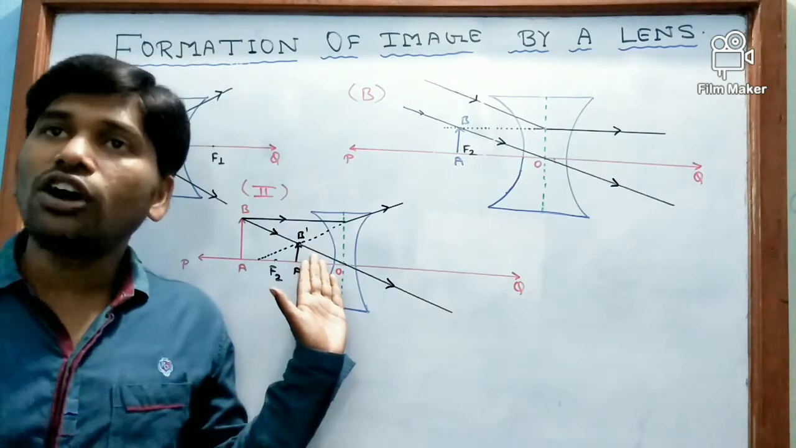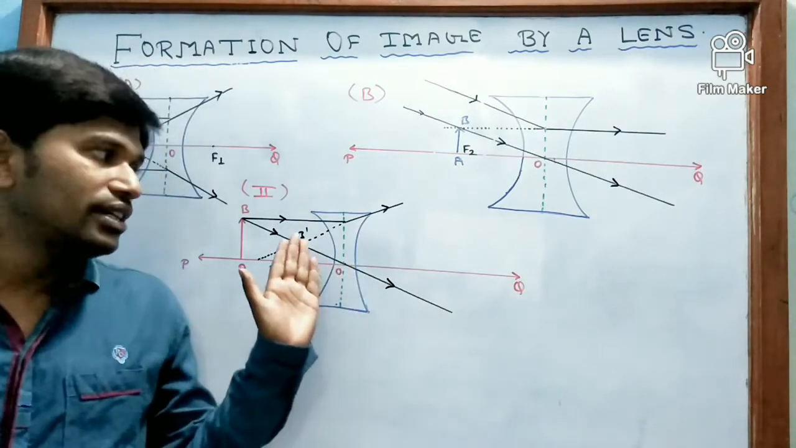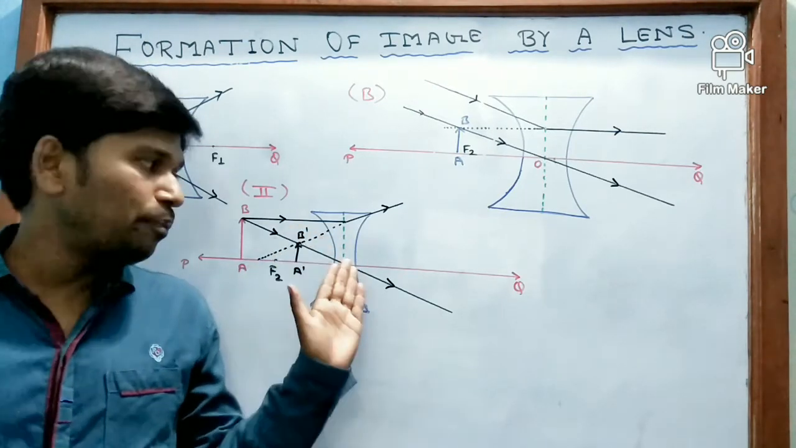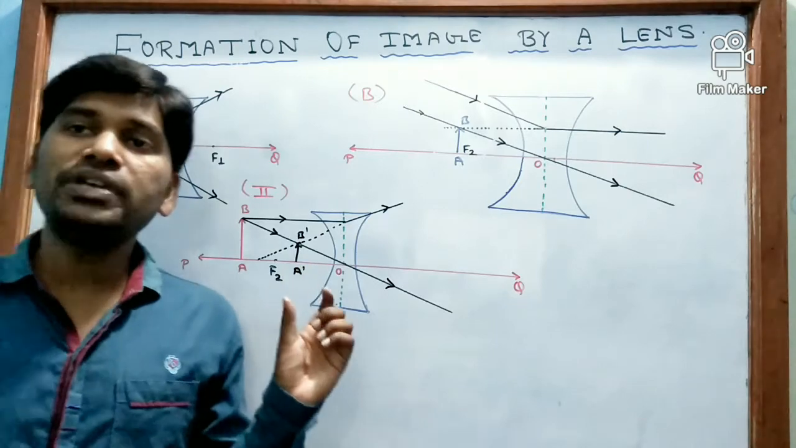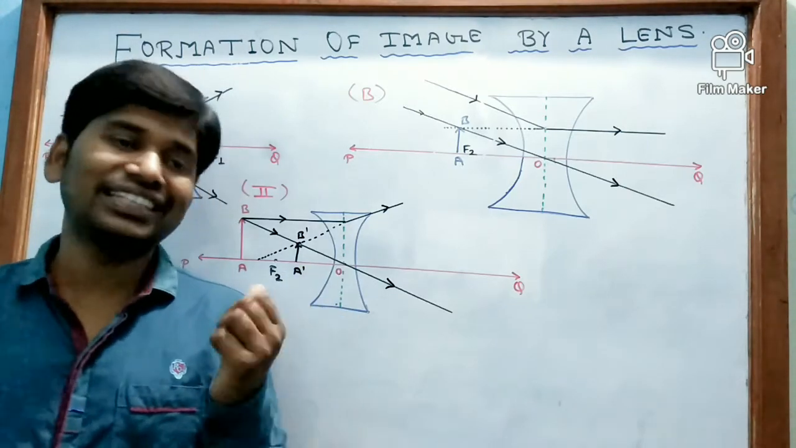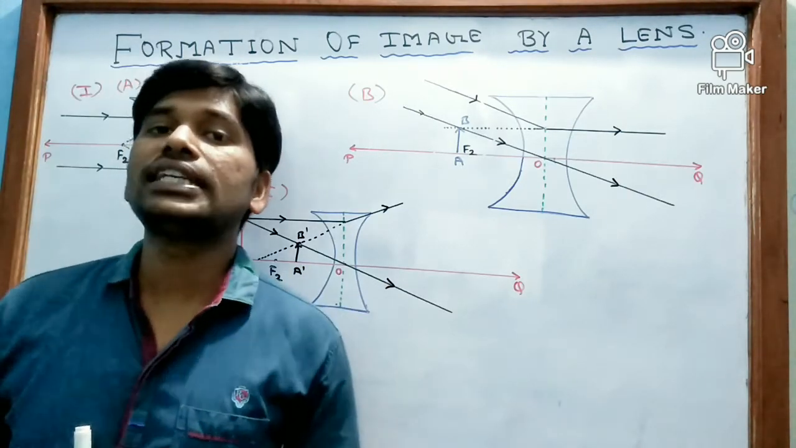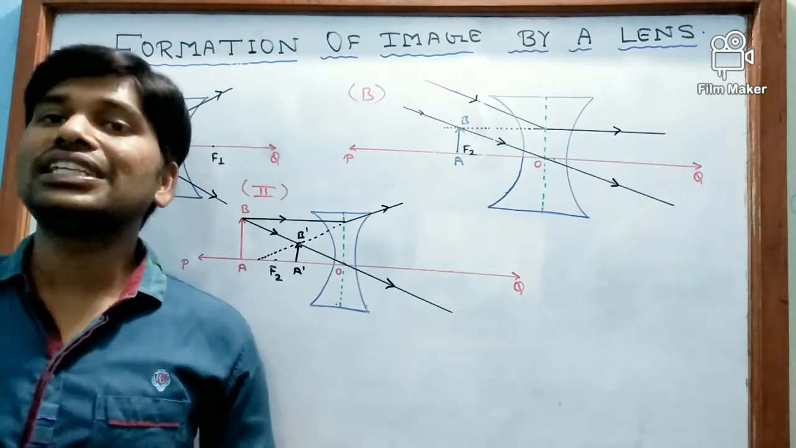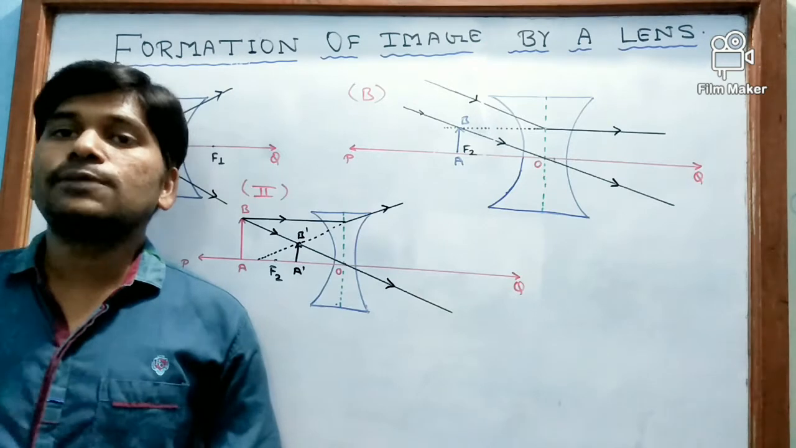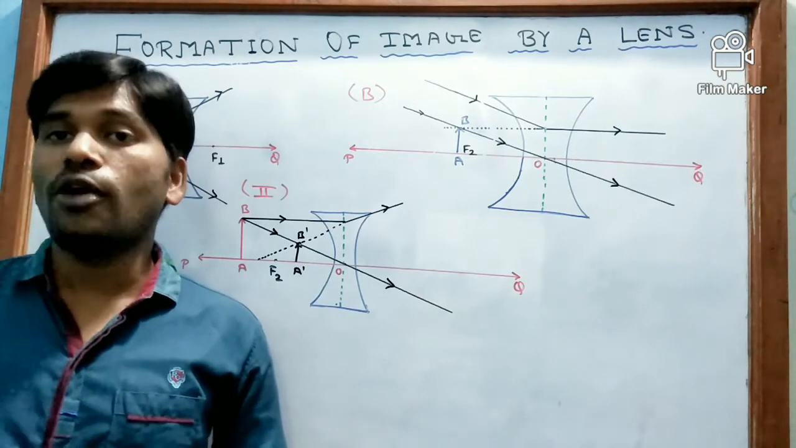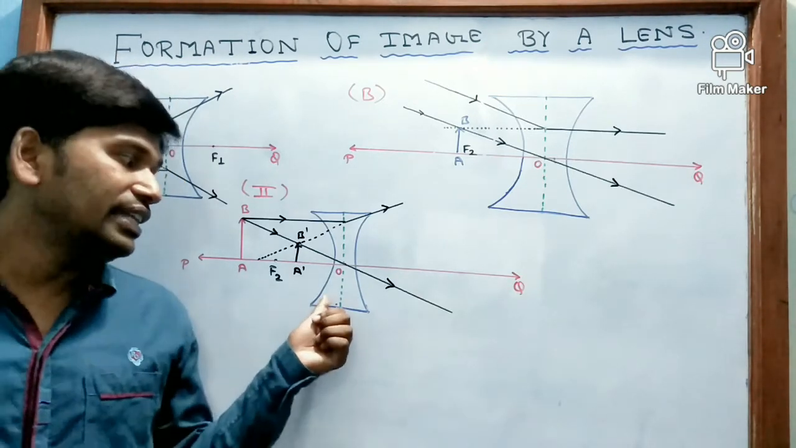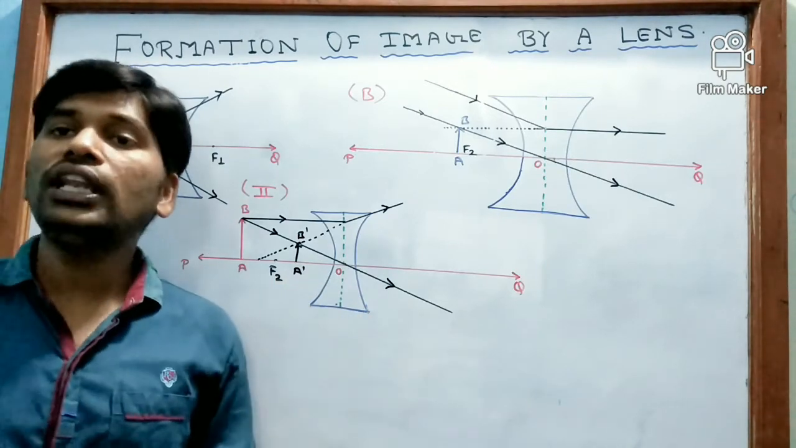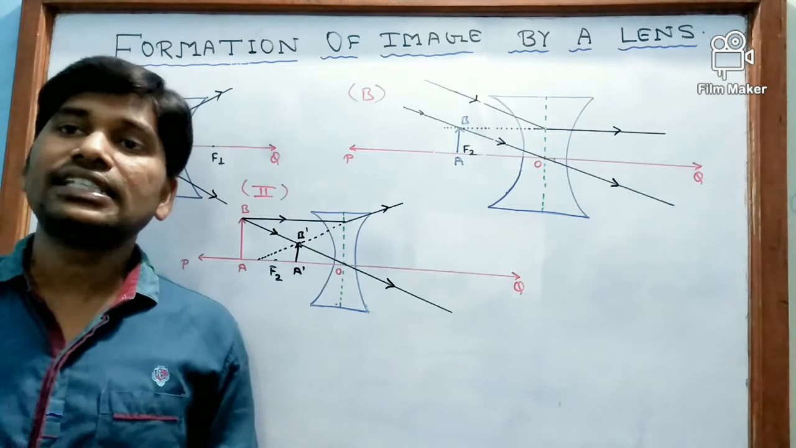A concave lens is used in specs for myopic eyes, myopia, which is a type of defect in the eye. So the last position what I said, if the object is placed between infinity and optical center, the image is formed between the focus and the optical center of the lens on the same side. The image formed is virtual and upright, the size is diminished.